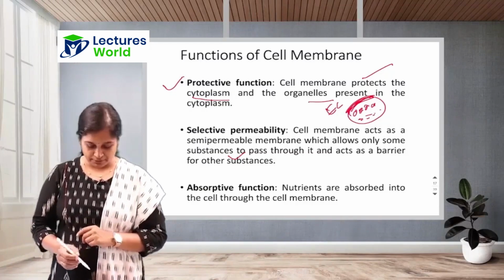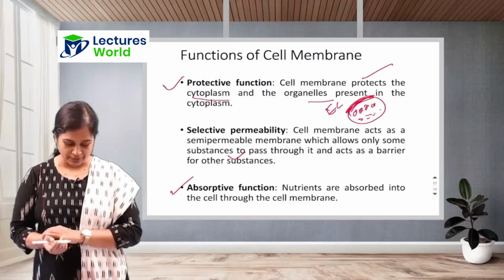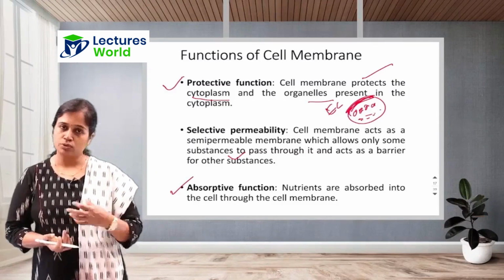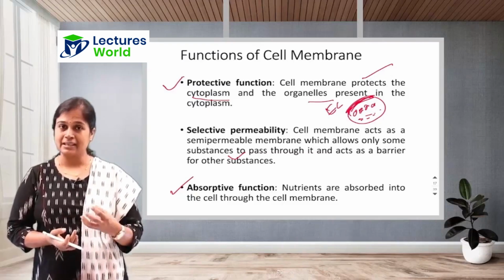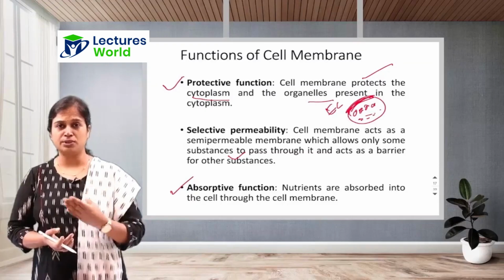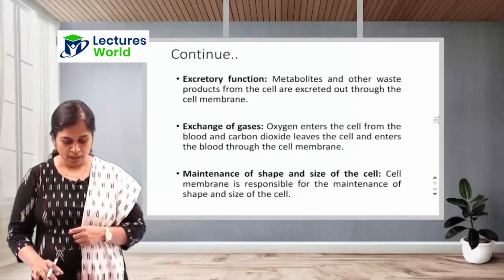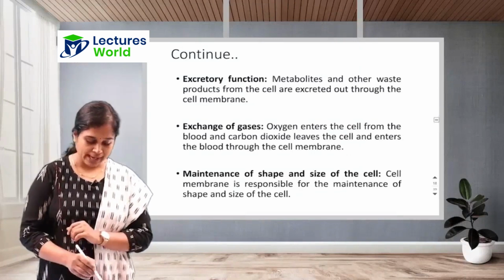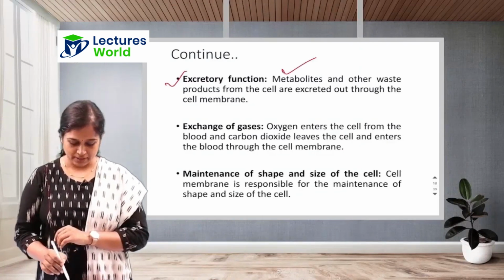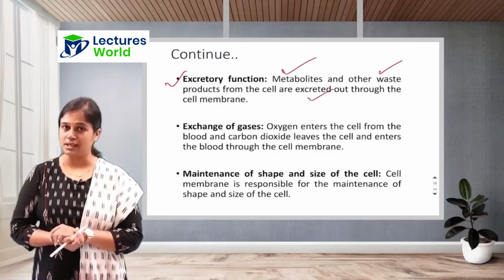Now the absorptive function, another function of the cell membrane. The nutrients are absorbed into the cell through the cell membrane. So the cell requires nutrients, which are transported through the cell membrane. Another function is the excretory function. So metabolites and other waste which are produced in the cells are excreted through the cell membrane.